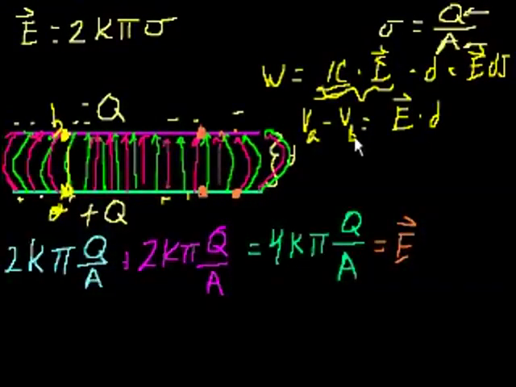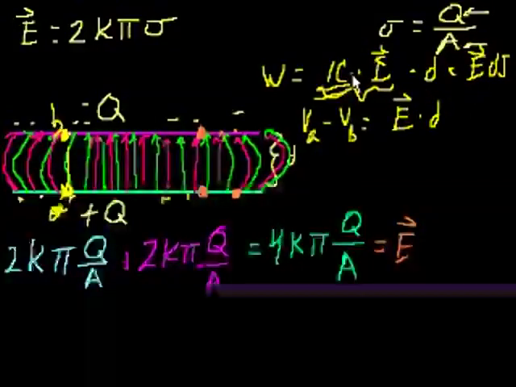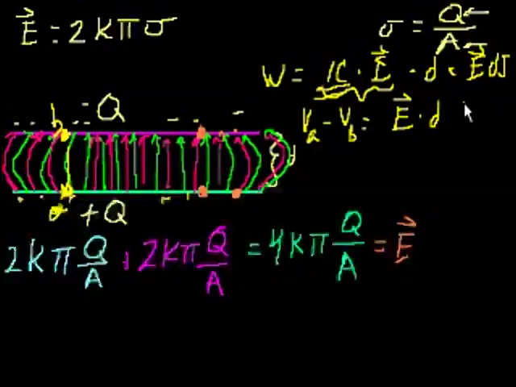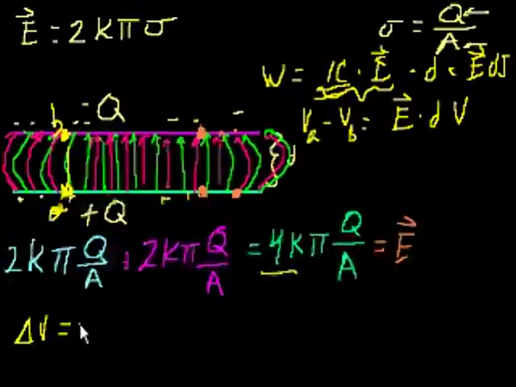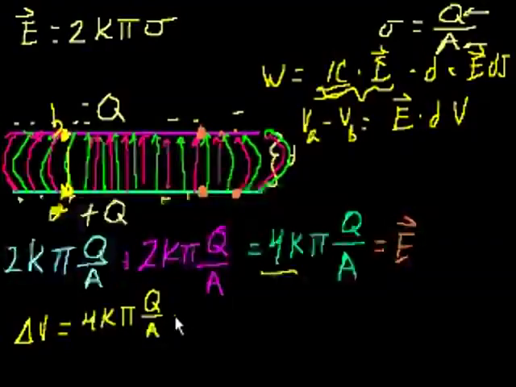times the distance, and the units are going to be joules, because we divided both sides by charge, joules per coulomb, or volts, right? That's just the units. So what does that equal? The voltage difference, so we could say change in voltage, is equal to the electric field, which we know is constant, 4k pi q over a, times distance.